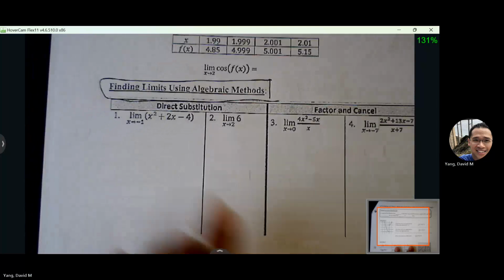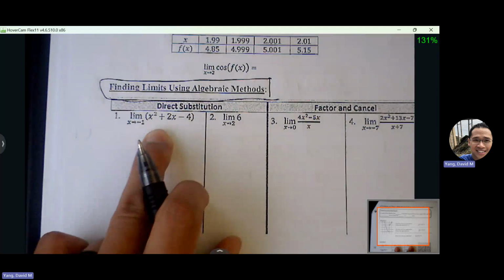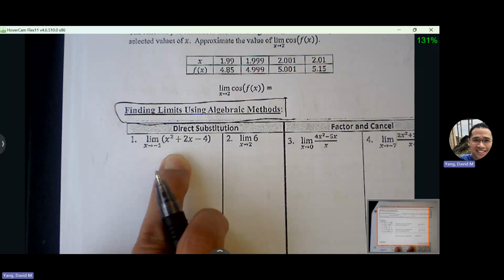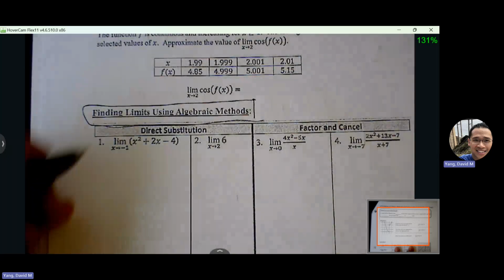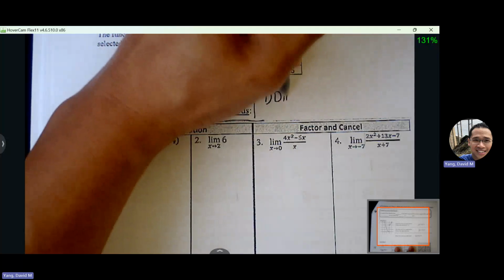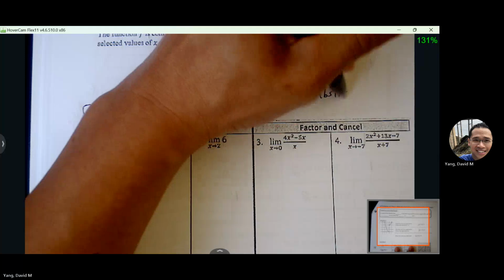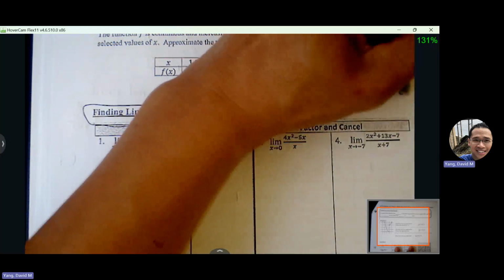So if you're trying to find a limit algebraically, you don't have the graph in front of you, you don't have the table in front of you. All you have is the function definition for that graph. Then we're going to follow these steps. The first step is direct substitution. Okay, so we always do direct substitution first. That's always the first step.